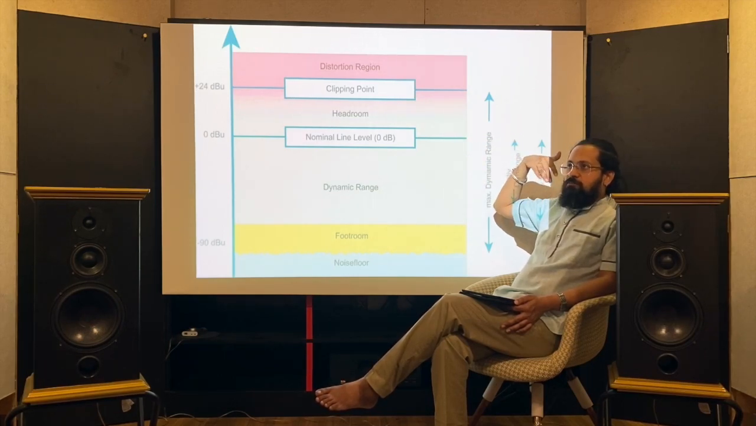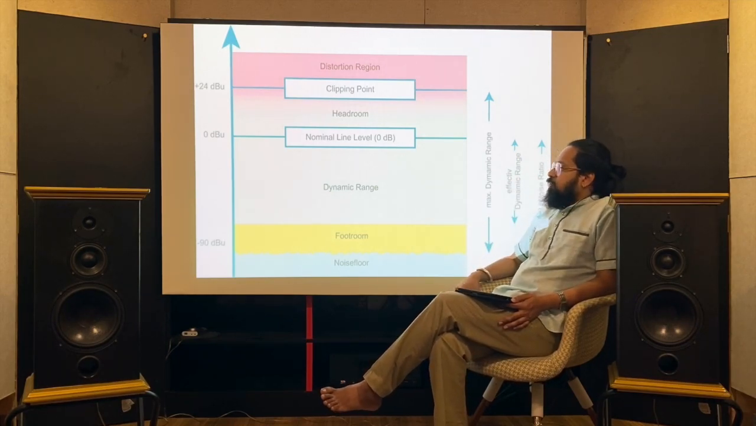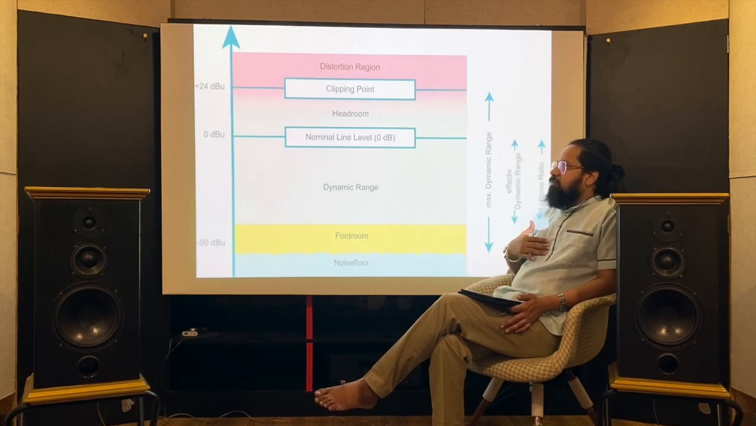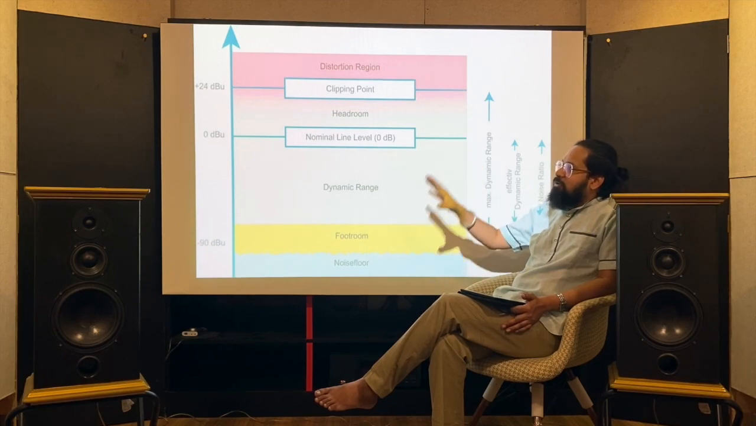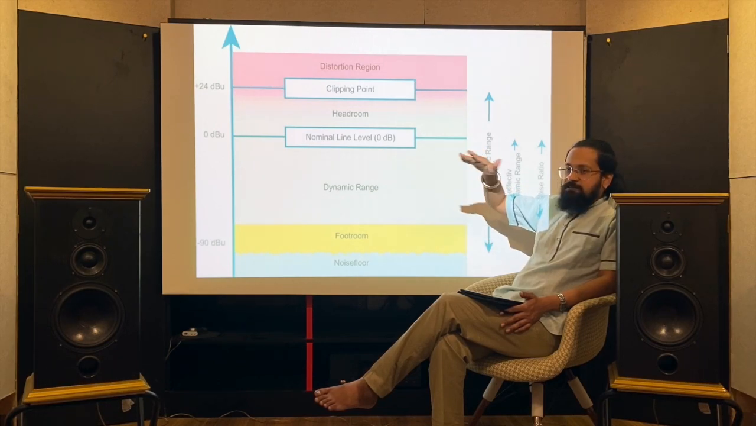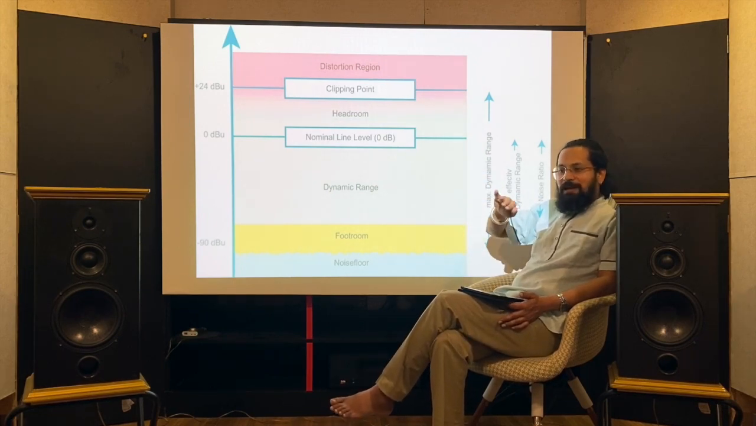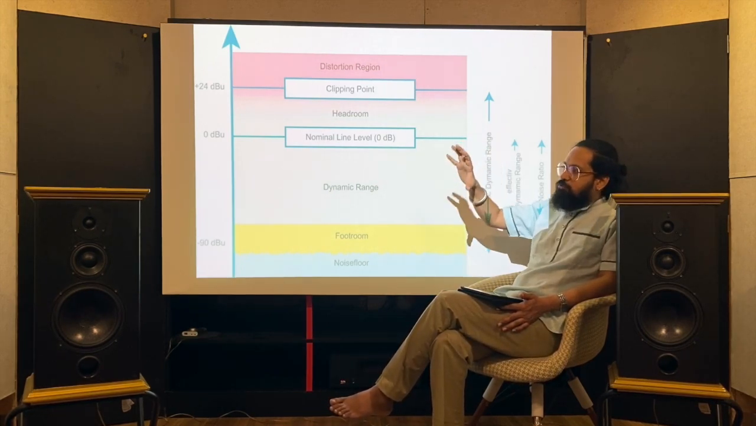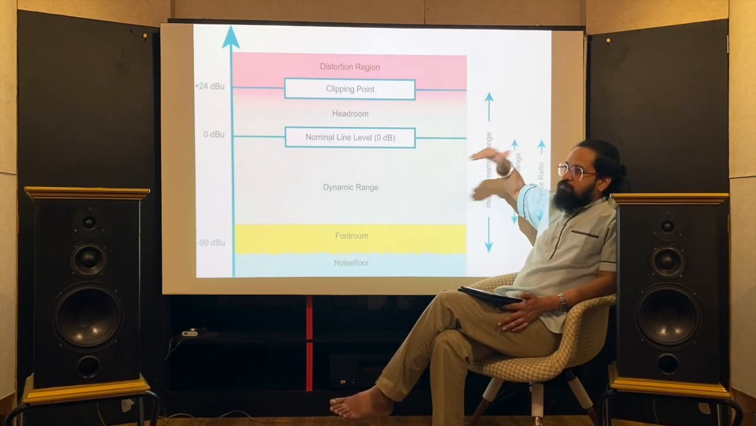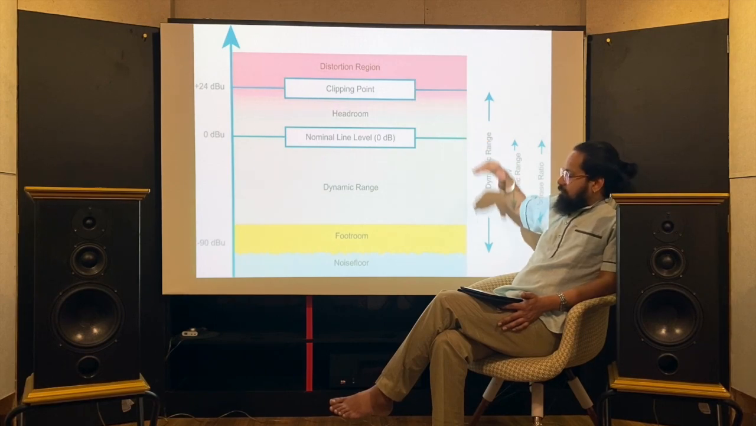When a mixing engineer is mixing music, he would be thinking, okay, my listener is sitting in such and such a position in such and such a place with that kind of audio equipment, and when he is listening, he will listen at this volume level. He would have so many variables eliminated. He would fix certain assumptions, and based on them, he'll start mixing. That level of sound is called the nominal line level.